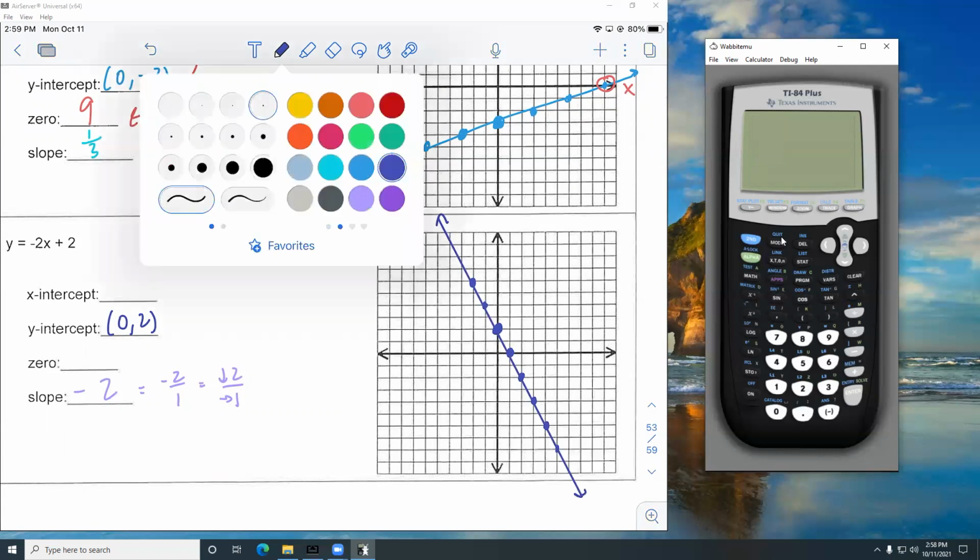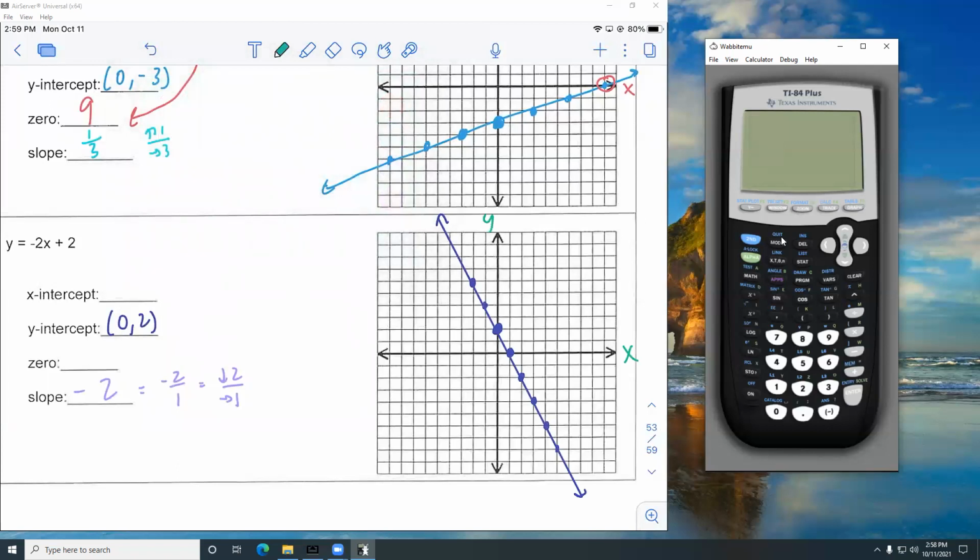All right, I look at my side to side, that's my X, up and down is Y. For my X-intercept, it's really easy, it's right at that point (1, 0), which means that my 0 is 1.